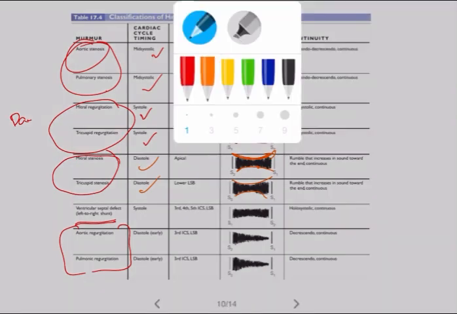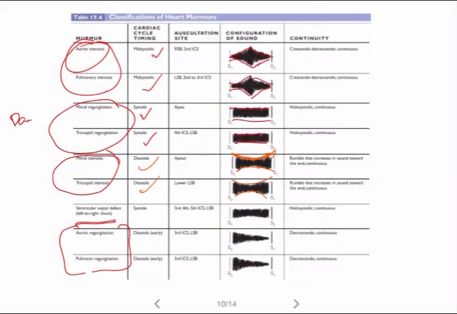VSD, as I told earlier, is a pansystolic murmur. So MR, TR and VSD are pansystolic. VSD again is an exception. Now AR and PR are diastolic murmurs, which are early diastolic murmurs. These diastolic murmurs are the backflow of blood when systole ends. So when the systole ends, because more blood will be there initially, which then decreases slowly, this is a decrescendo pattern.